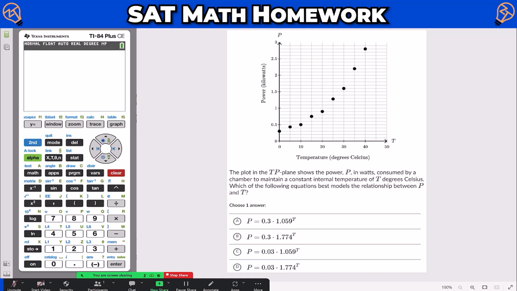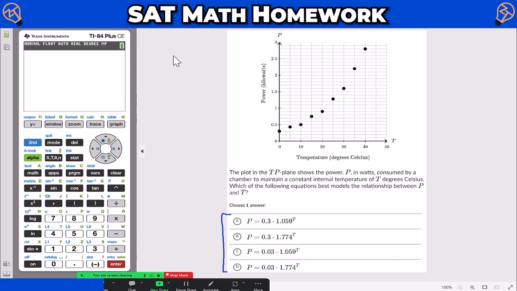Whenever we're looking for the function that best models the relationship, look at the answer options to get an idea of what we're dealing with. These are all in exponential form, y equals a times b to the x. Now, a is the y-intercept, which occurs when x is 0.